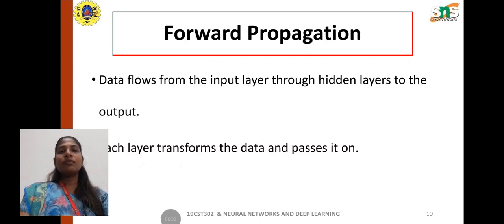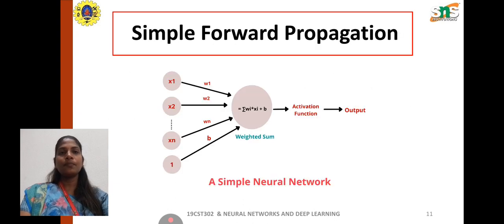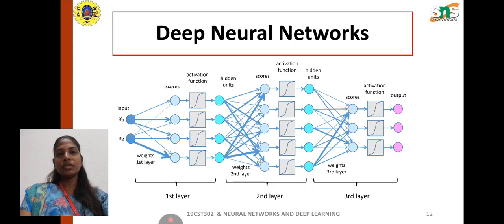The next one is feed forward propagation. The data flows from the input layer through the hidden layers to the output, and each layer transforms the data and processes it. So this is the simple forward propagation. It consists of a number of hidden layers and activation functions. So this is a deep neural network diagram.